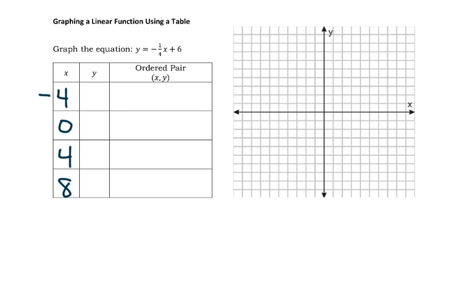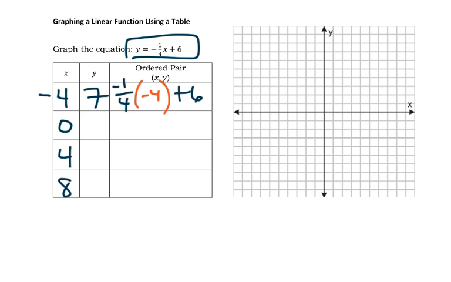Now I'm going to take these values of x and plug them into this equation to find y. So I have negative 1/4, and instead of an x, I'm going to plug in negative 4, and then add 6. Negative 1/4 times negative 4 gives me 1. Add the 6 gives me 7.